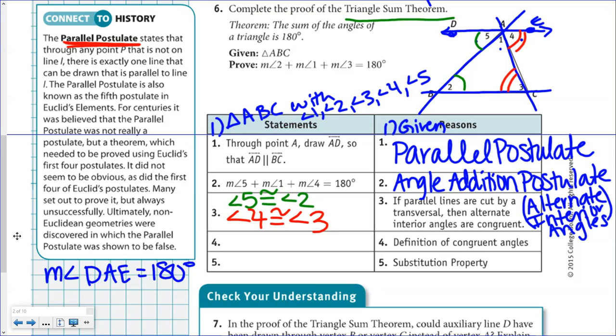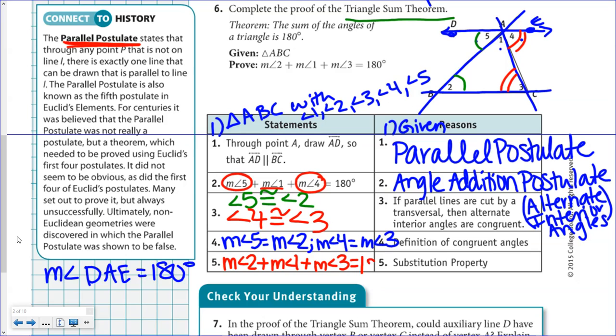For step 4, using the definition of congruent angles. If I know that my angles are congruent, then I know that the measure of angle 5 is equal to the measure of angle 2. And I know that the measure of angle 4 equals the measure of angle 3. And then by substitution property, if I know 5 equals 2, instead of angle 5, I can say the measure of angle 2 plus the measure of angle 1 plus instead of angle 4, I can say the measure of angle 3 equals 180 degrees.